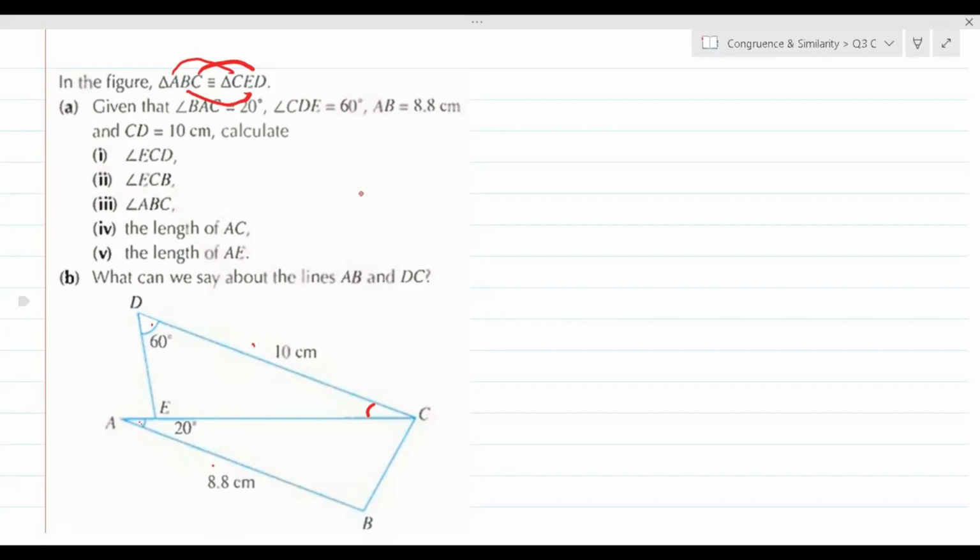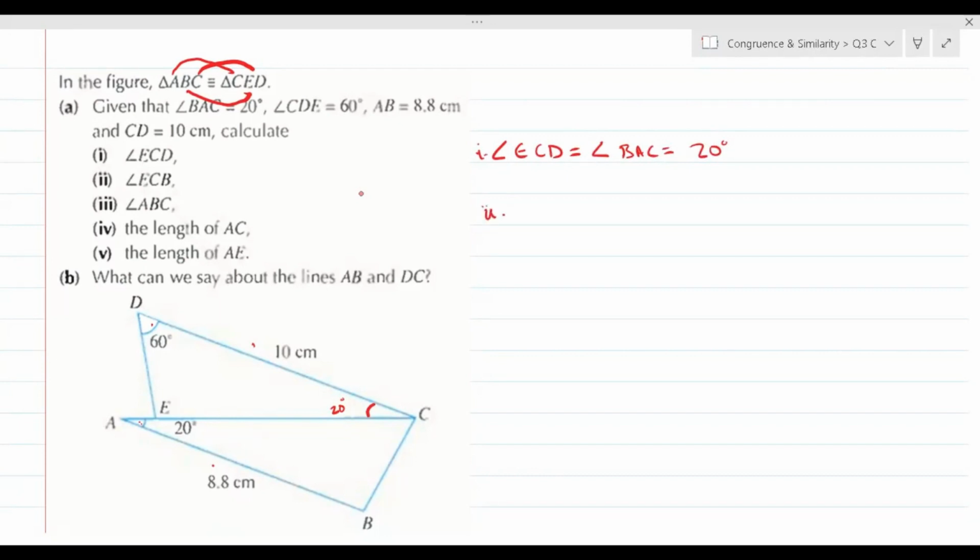तो अगर ये 20 degrees है तो फिर ये भी 20 degrees होगा. Hence I can simply write that angle ECD is same as angle BAC, which is equals to 20 degrees. So ये मेरे part 1 का answer was this simple. Let's move on to part 2.